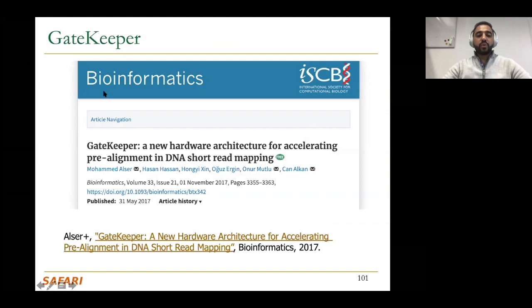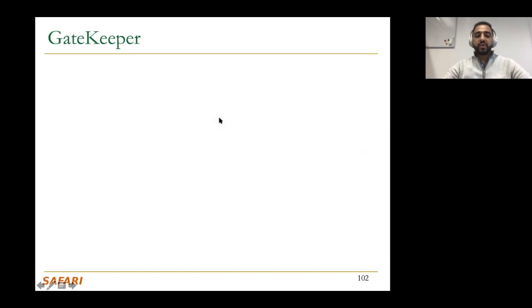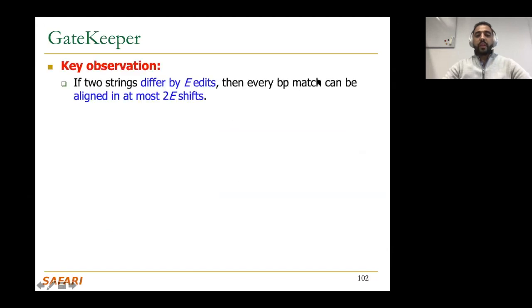So this is the first work. We call it GateKeeper. It was published in 2017 in the Bioinformatics journal. The key observation here: if two strings differ by E edits, then every base pair match can be aligned in at most 2E shifts. And E here is the edit distance threshold. So whenever you have E as your edit distance threshold, you can match any character within 2E shifts.